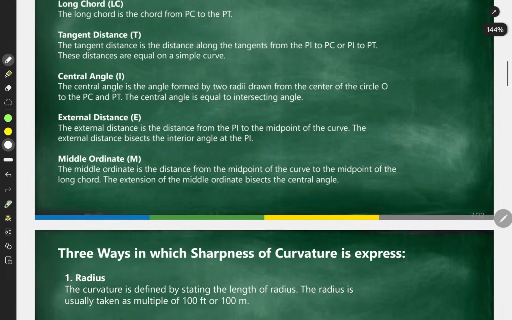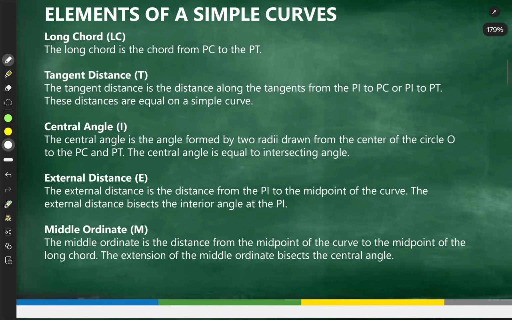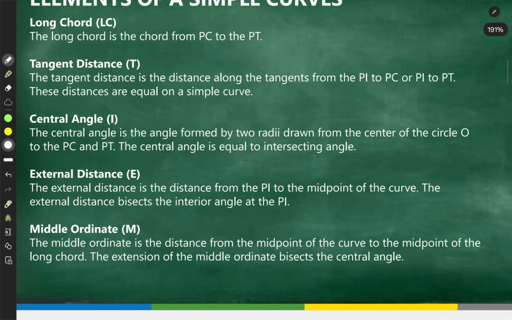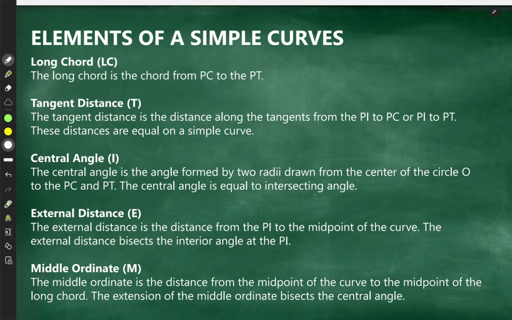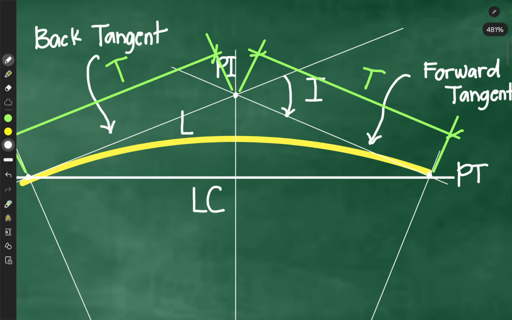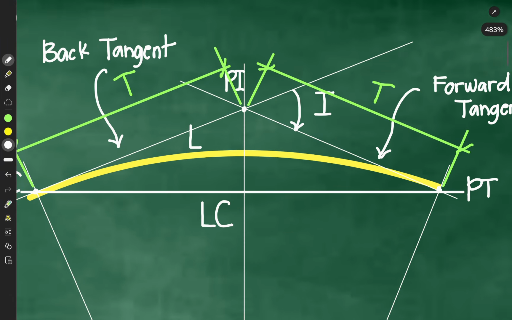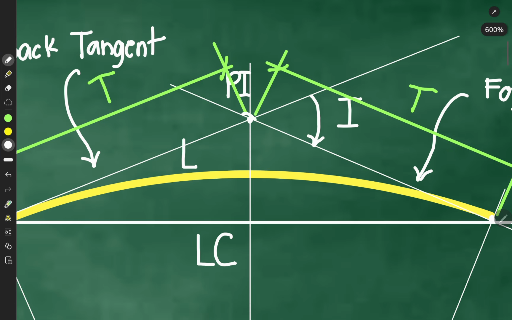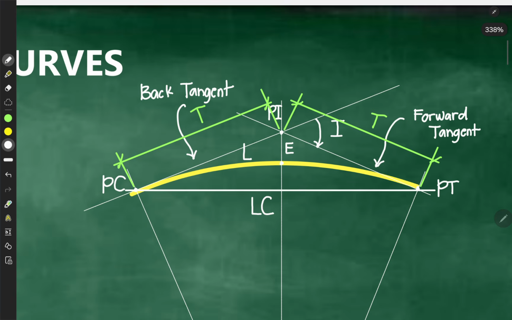And next, we have this external distance. External distance is the distance from the PI to the midpoint of the curve. The external distance bisects the interior angle at the PI. So ito yung ating external distance. Again, external distance is the distance from the midpoint of the curve to the point of intersection. So ito naman yung ating external distance from this point to the midpoint of the curve to the point of intersection. Yun yung ating external distance. Dito naman yun.